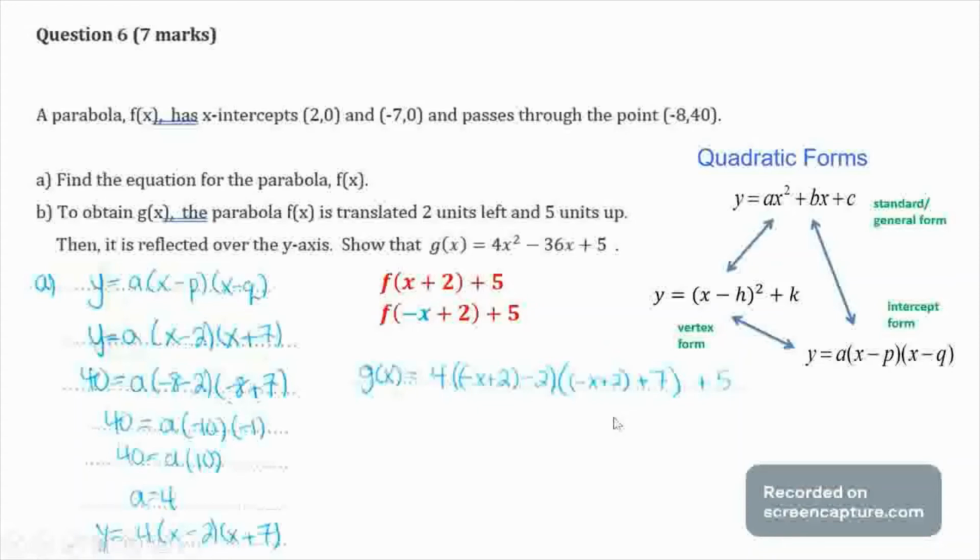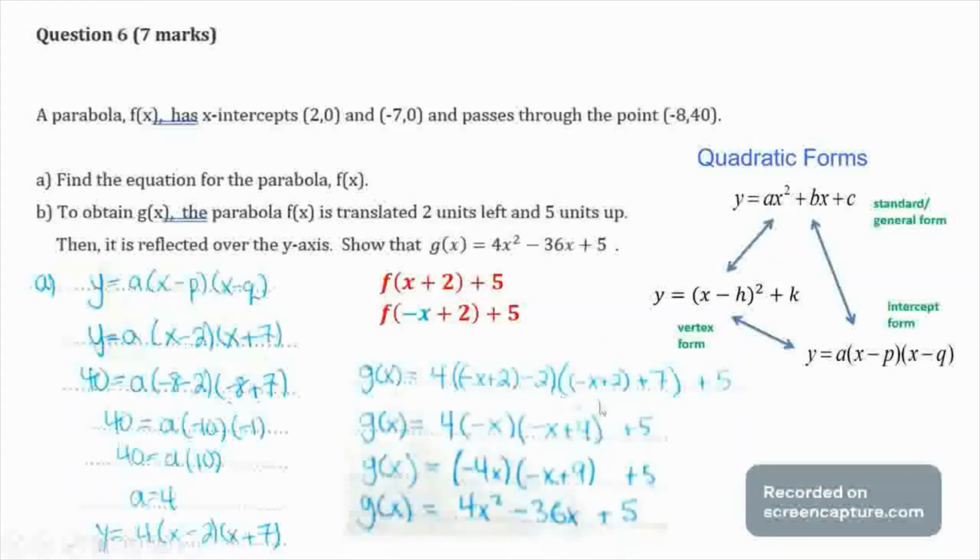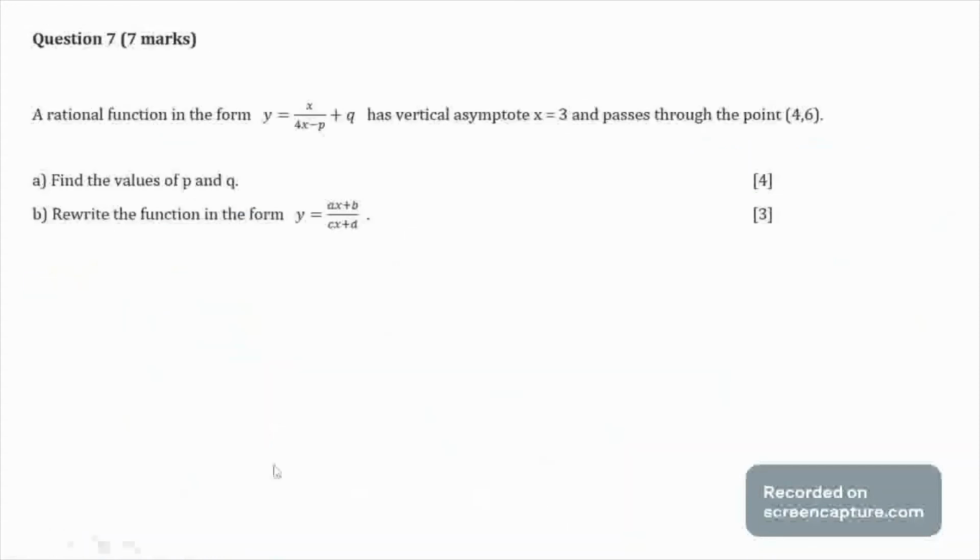Simplify, and you will have your g of x function. Okay, simplifying that, check your work here. The negatives and positives matter here. Simplifying, this multiplied here, and then there's a 5 at the end. It becomes this, because it wants you to show that it's this standard form. So you need to multiply everything through. Check your work carefully. Let's go on and look at number 7.